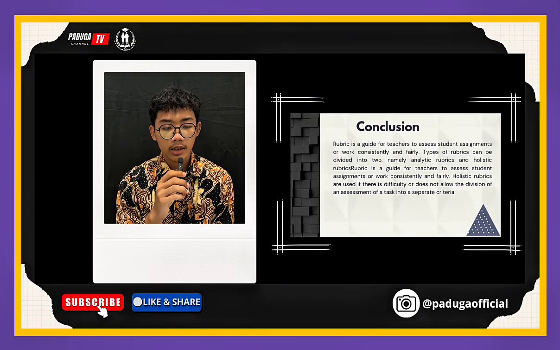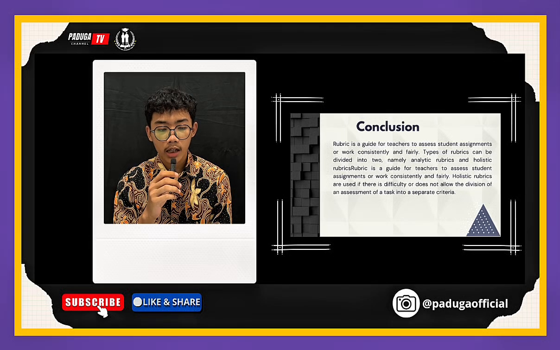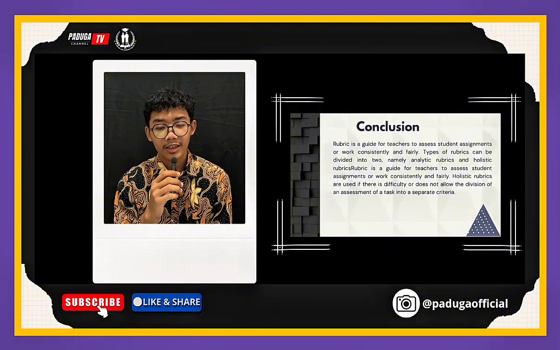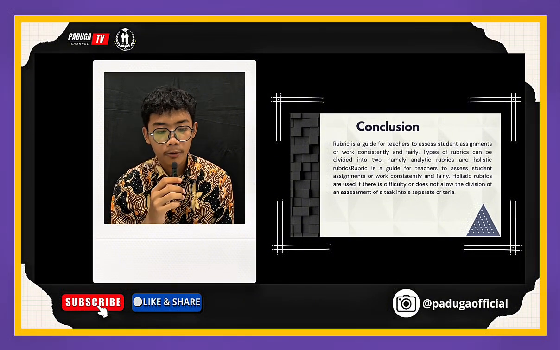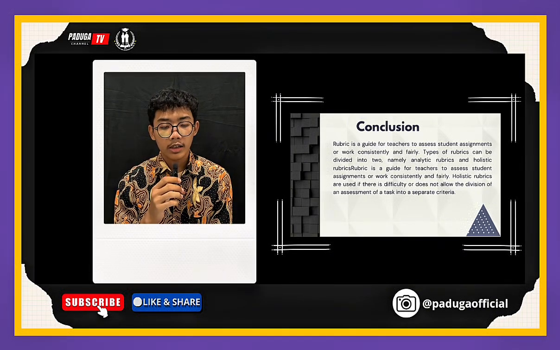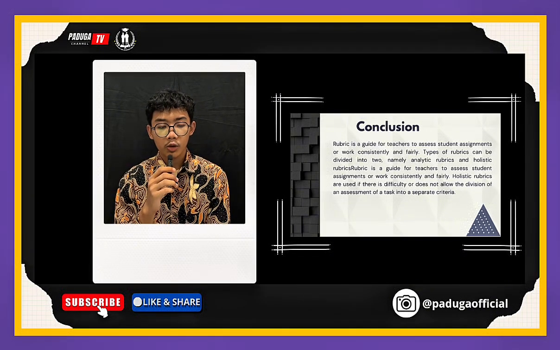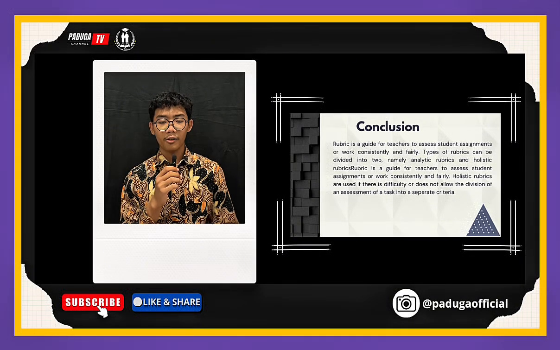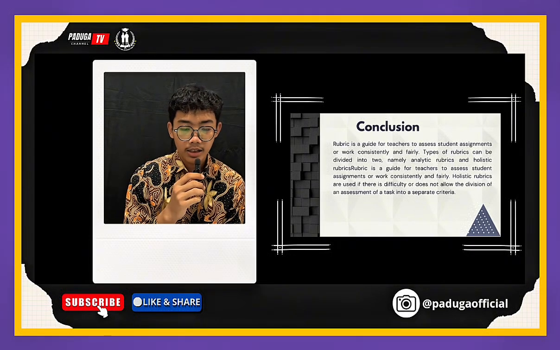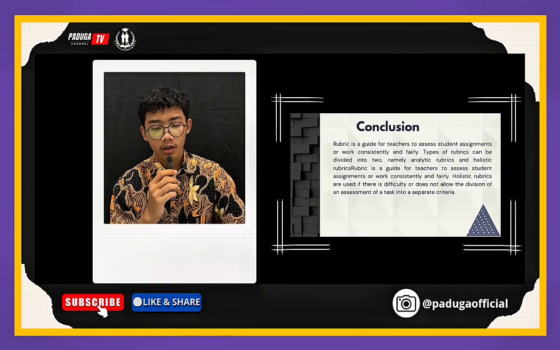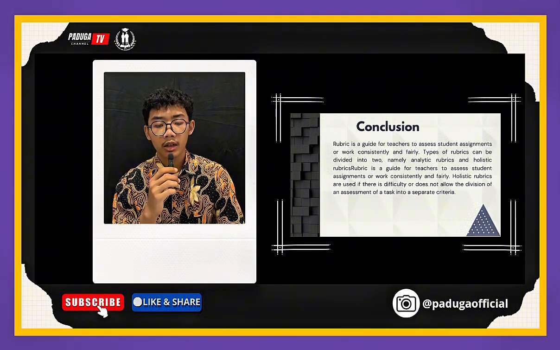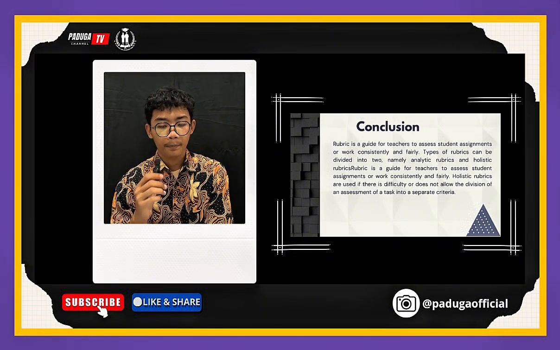Conclusion. A rubric is a guide for teachers to assess student assessment or work consistently and fairly. Types of rubric can be divided into two, namely analytic rubric and holistic rubric. Holistic rubrics are used if there is difficulty or it does not allow the division of an assessment of a text into separate criteria.